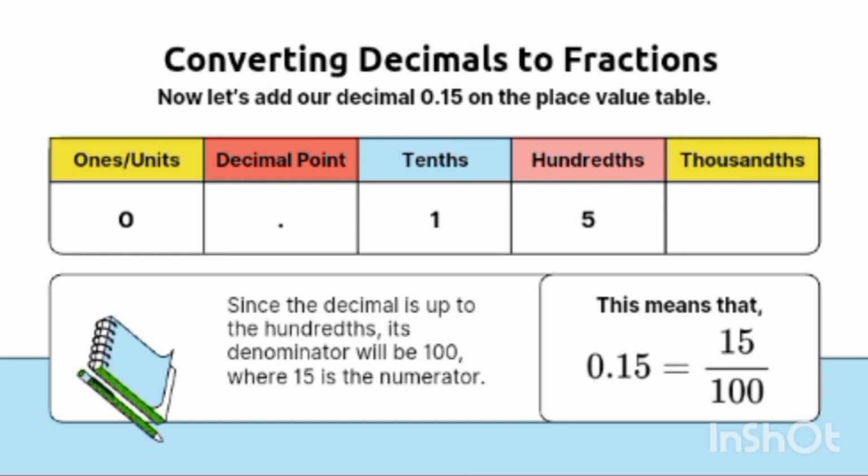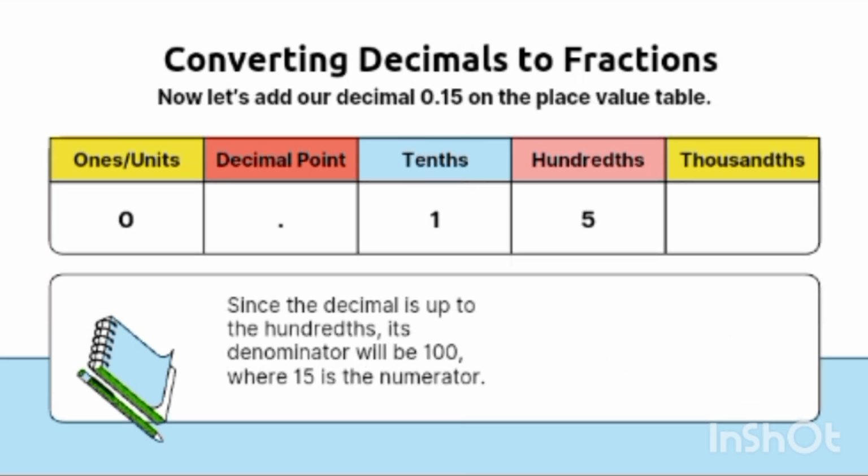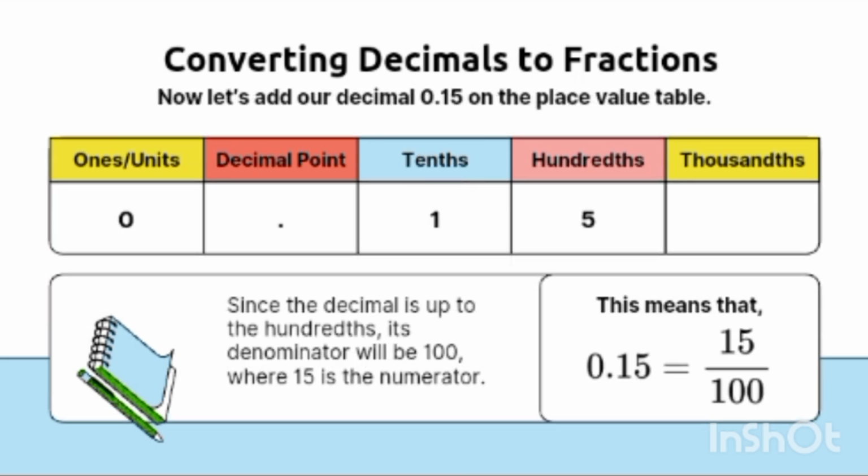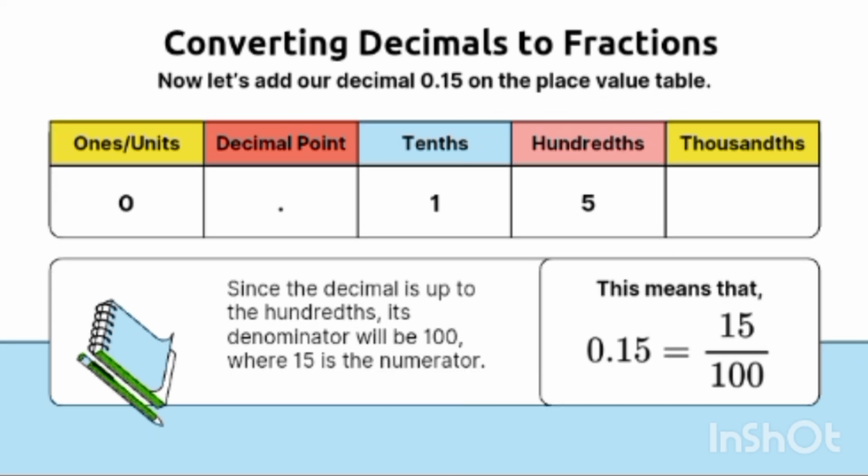Since the decimal is up to the hundredths, the denominator will be 100, where 15 is in the numerator. Okay, so this is what we noticed today.